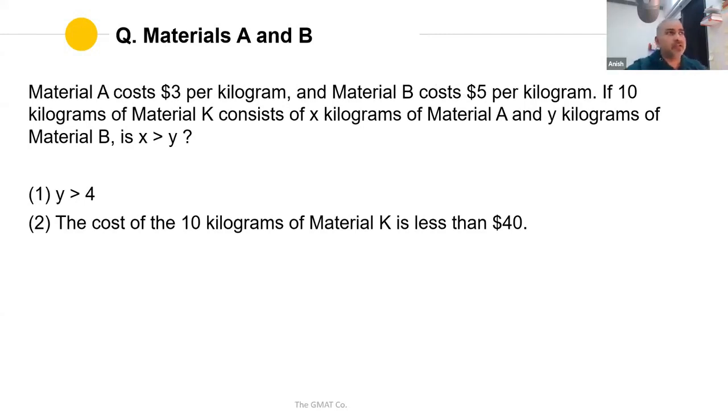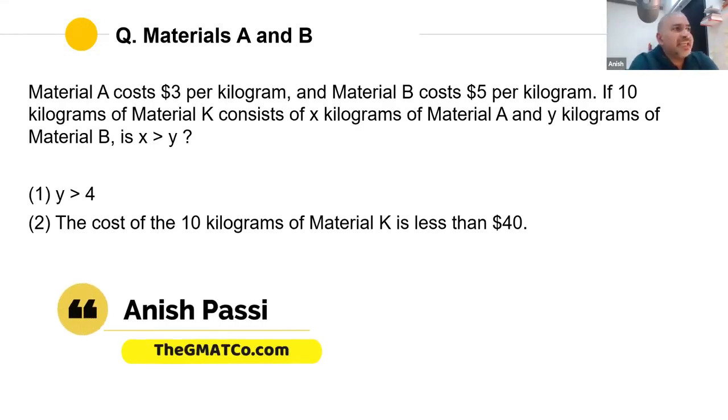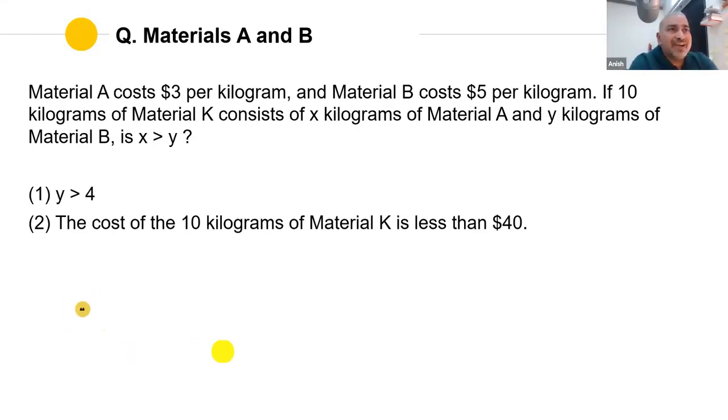Material A costs $3 per kilogram and material B costs $5 per kilogram. If 10 kilograms of material K consists of X kilograms of material A and Y kilograms of material B, is X greater than Y? A lot of variables going on in the question. There's A, B, there's K, there's X, Y, right?